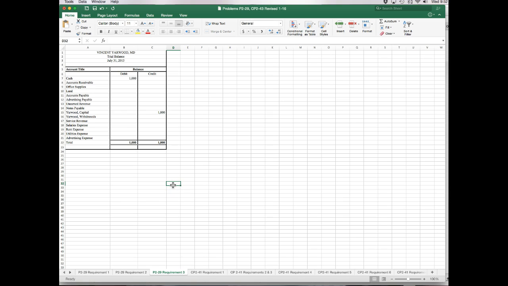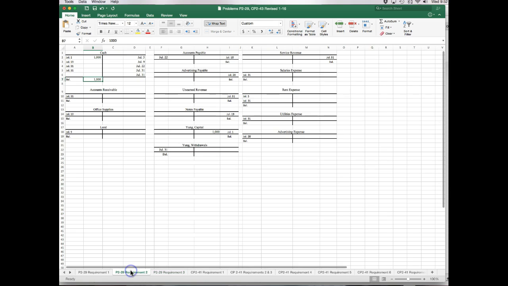So this is the means by which we determine, did we do all of our journal entries correctly? If you add up your debits and then you add up your credits and they do not equal each other, you want to go back and make sure that you transferred the amounts from the T accounts correctly, that you added these up correctly and came up with the correct balances, and then that you transferred the amounts from requirement 1 to requirement 2 accurately.